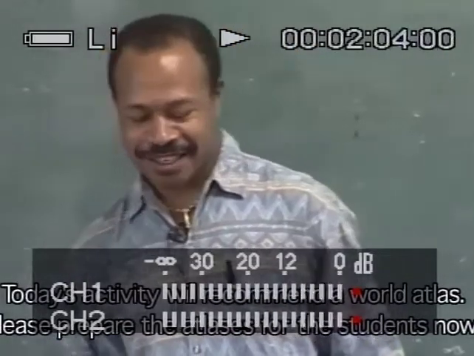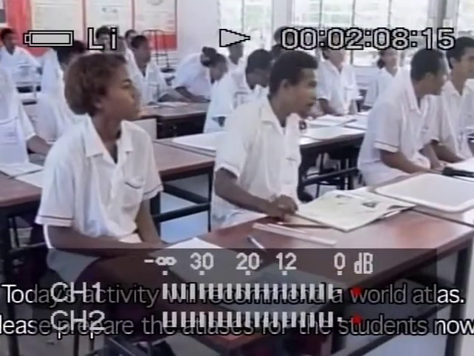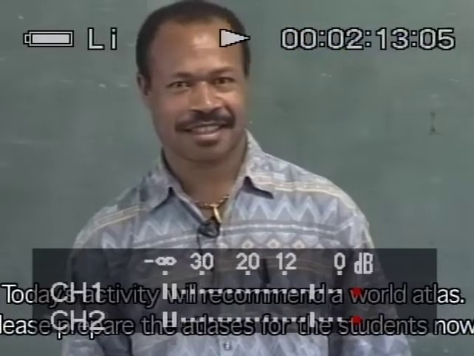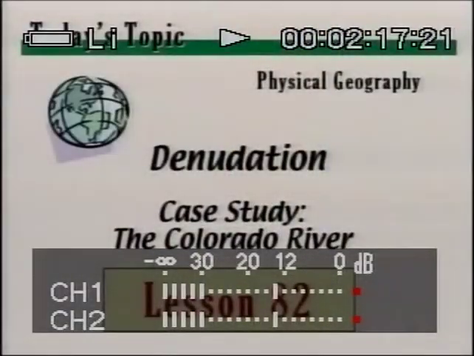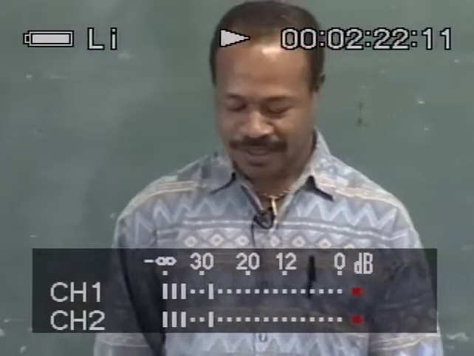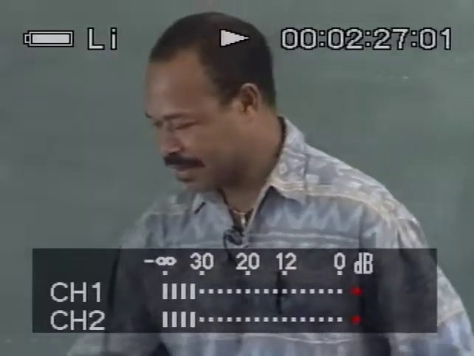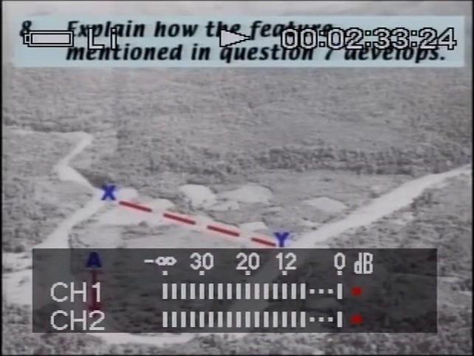Okay, this lesson will begin with revisions from previous lessons. We'll begin with question number 8, question 9, and question 10. You have already done the questions, so we'll answer them as we go. Okay, question number 8: Explain how the feature mentioned in question 7 develops.